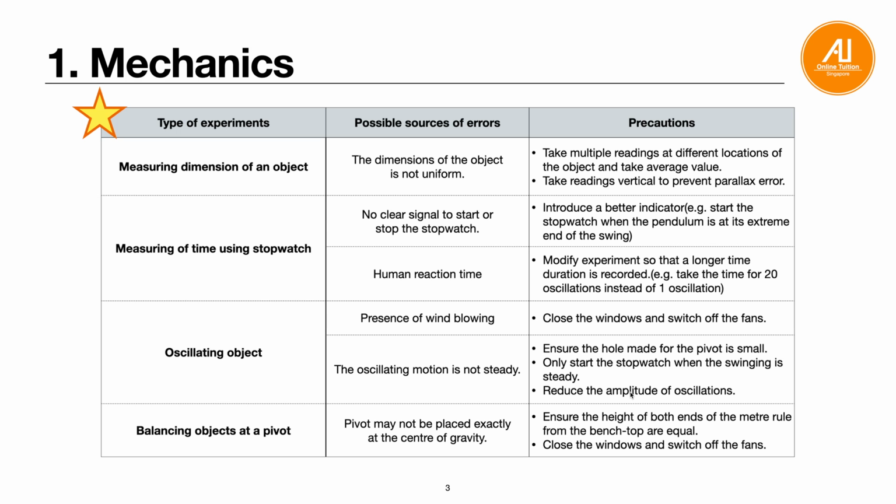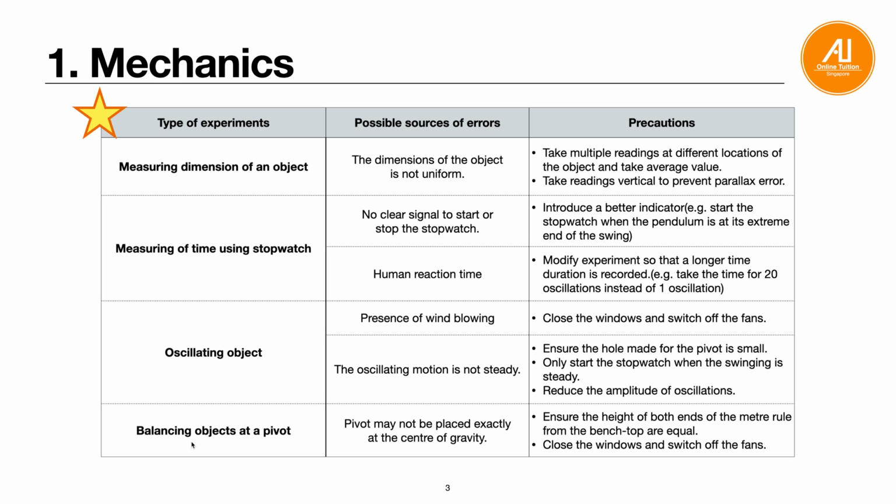And then of course, reduce the amplitude of oscillation. Amplitude basically means the angle where you displace the pendulum and release. Do not displace it by too large of an angle, then you release. Maybe about 10 degrees should be good enough.